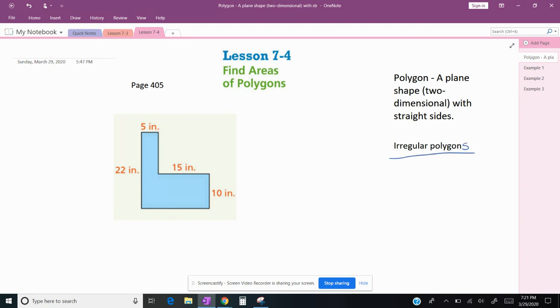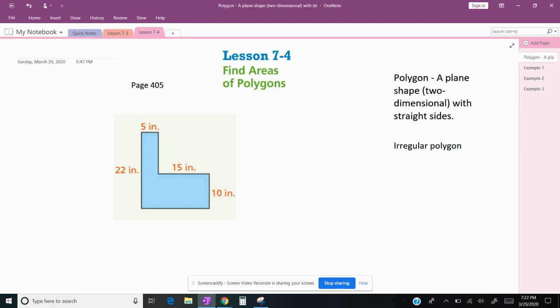If you look over here on the left, or you can look at page 405 in your book if you want to follow along, that's an irregular polygon. And you may look at it and wonder, why is it called irregular? Because I don't really have a good name for it. All the sides, or a lot of the sides, are different sizes.